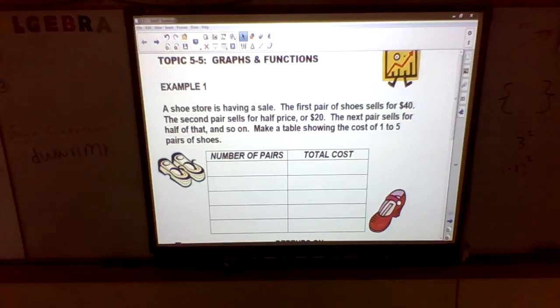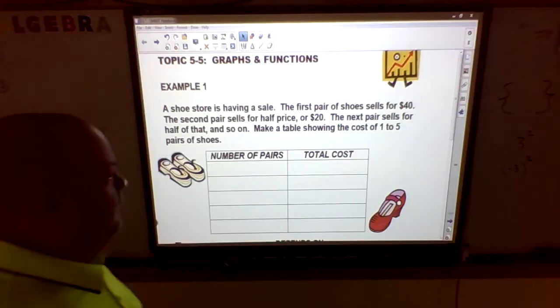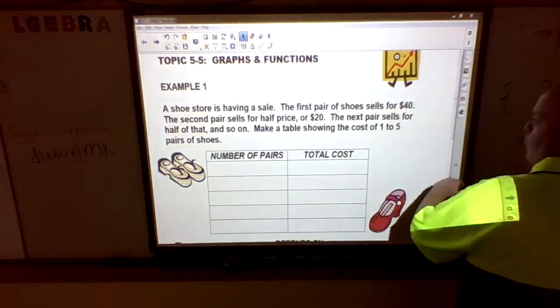This is Mr. B. We're going to discuss at this time topic 5-5, which is graphs and functions. We're going to bring functions to the next level, which is to incorporate them with tables and incorporate them in graphs as well.